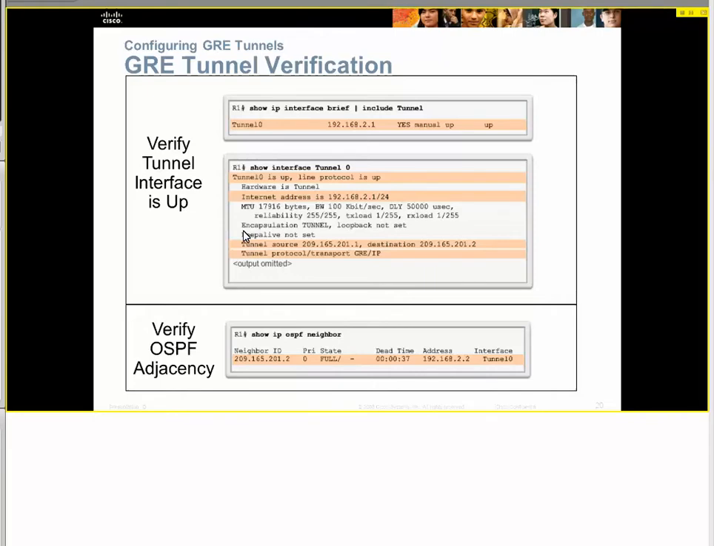Okay, any questions on the standard GRE tunnel? This is, again, a GRE tunnel is used very, very rarely anymore. You don't see it, but it's a good way to introduce the concept of creating a tunnel without getting into all the problems that we create when we want to encrypt and secure that tunnel.